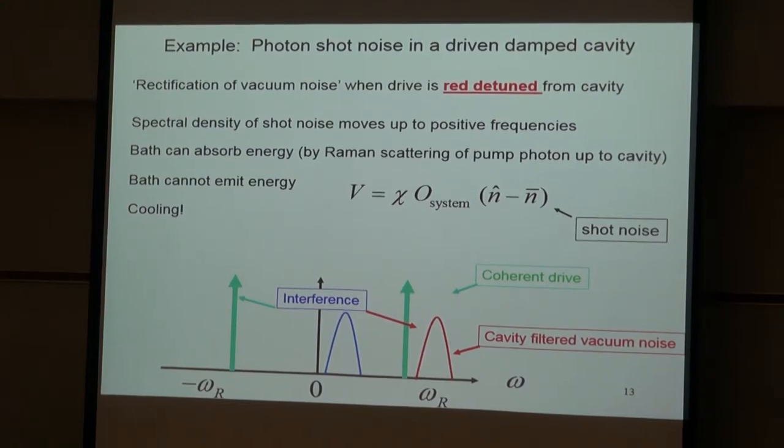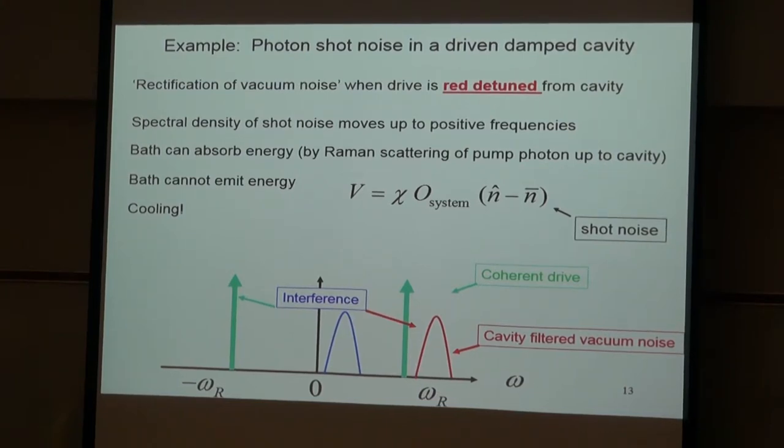So now the power density of the photon number, which might be dispersively coupled to some atom or qubit in my cavity, the spectral density of the shot noise is now asymmetric. It's mostly at positive frequency and not negative. That's very, very cold. You can assign a temperature to it. It's capable only of taking energy away from your system, not giving any to your system.